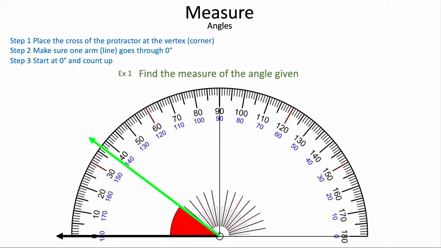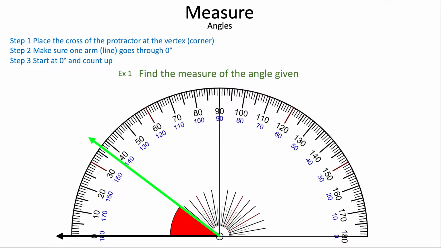Now let's take a look at the steps in order to do this. Step 1. Place the cross of the protractor at the vertex or corner of the angle. Step 2. Make sure one arm or line of the angle goes through 0 degrees. Step 3. Start at 0 degrees and count up.